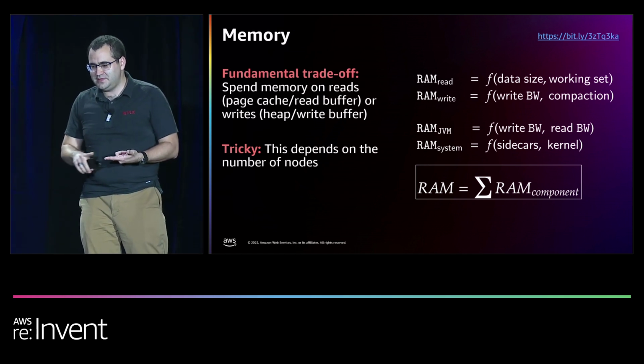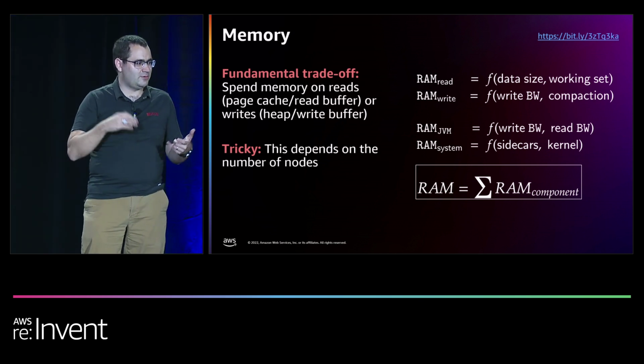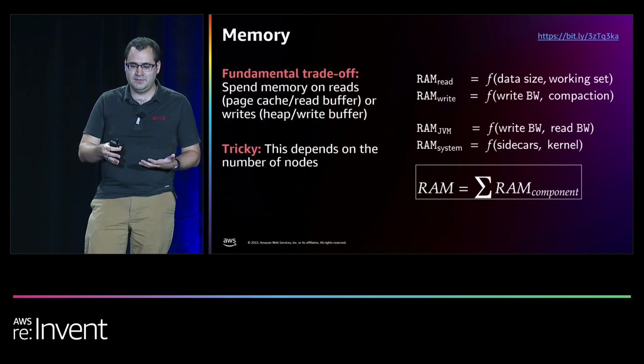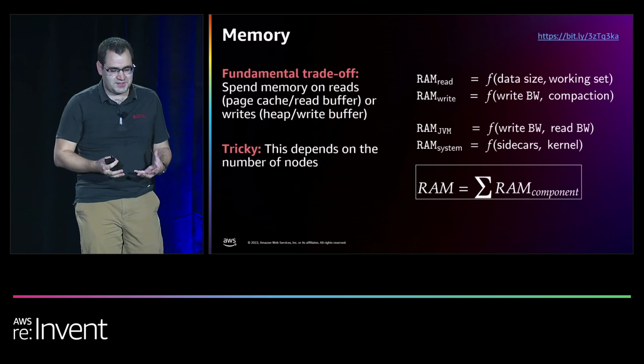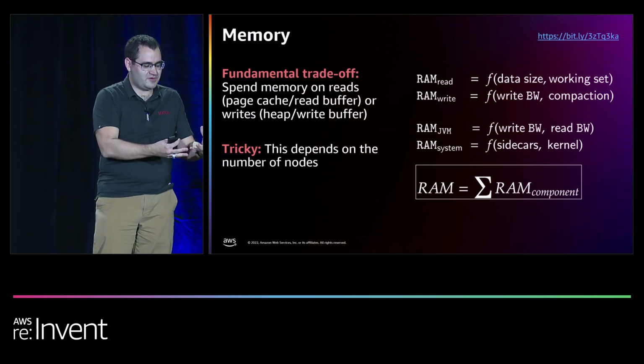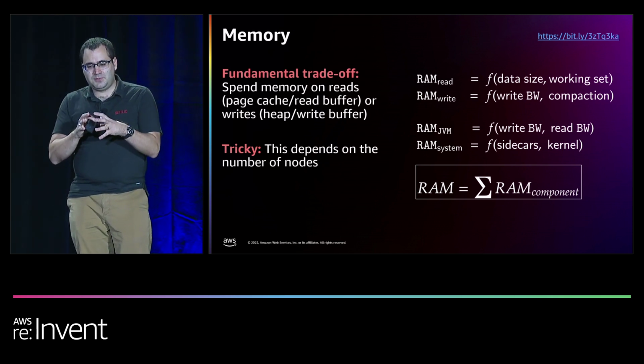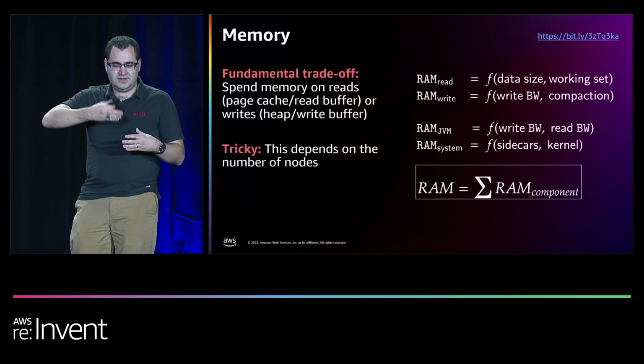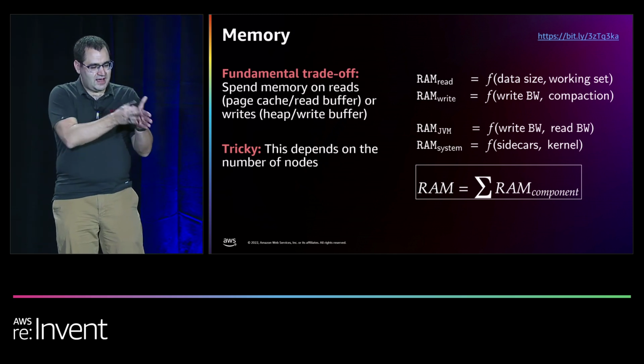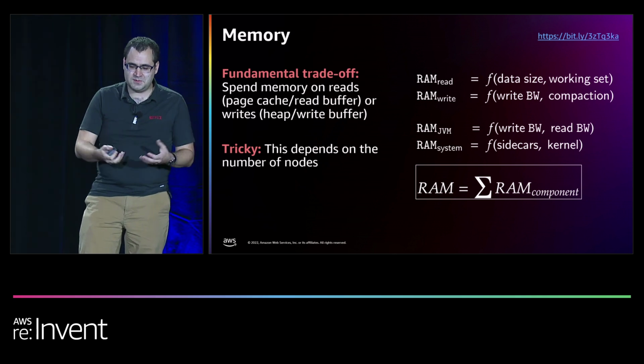So for example, if you have a JVM data store, you have to allocate enough memory for your write bandwidth and your read bandwidth to flow through the JVM. And if you're running a bunch of sidecars in your system, then you need to allocate enough memory for that too. So the amount of memory that we need per node is dependent on every one of these components. And then you calculate that per workload, you add them up, and that's how much memory you need.